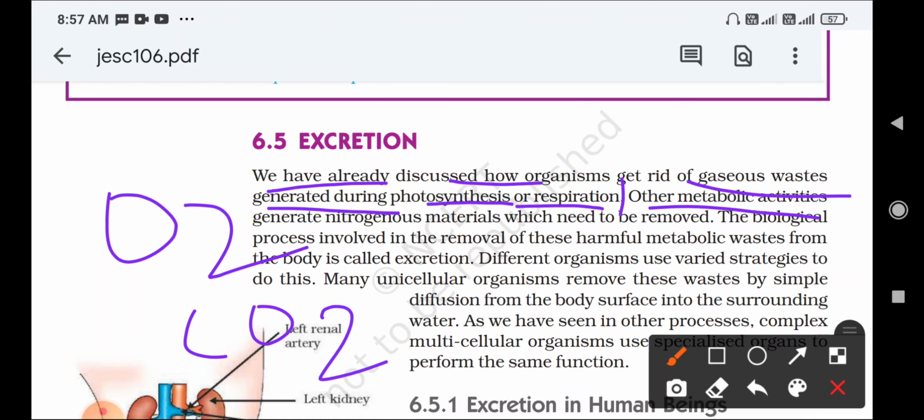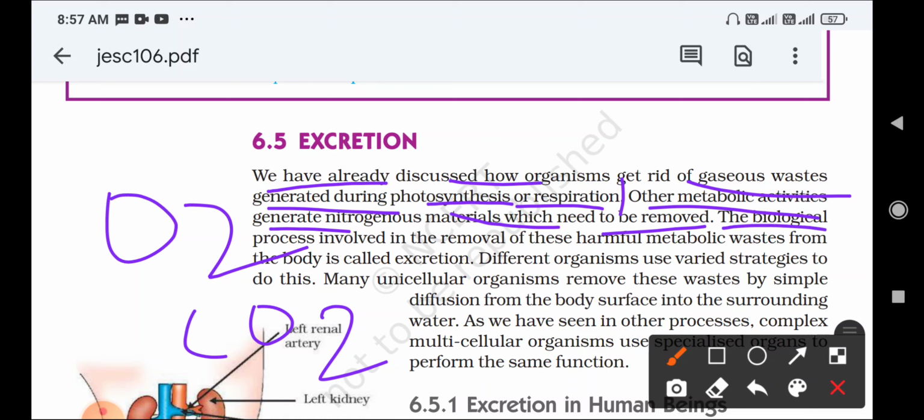Other metabolic activities generate nitrogenous waste materials which need to be removed. After digestion or other metabolic processes, some nitrogenous waste substances are produced in the body, so they should be removed from the body because they are very dangerous.